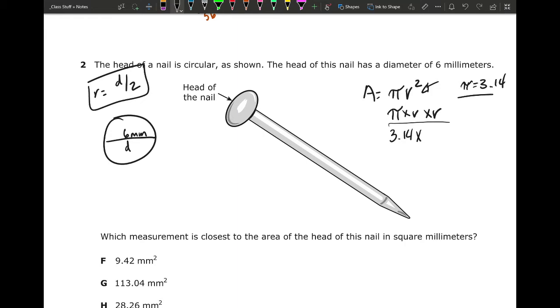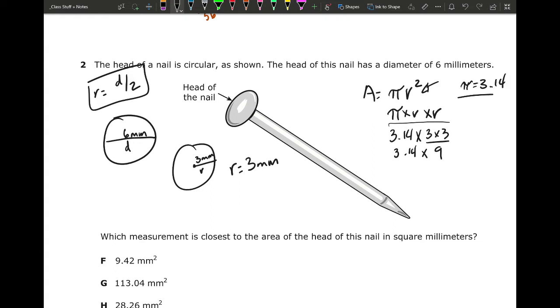This is not a formula given to you. You just have to remember that the radius is from the center to the edge. So if my diameter is 6, my radius is 3. There you go. Now we can substitute the value. R equals 3 millimeters. You just have to remember, if they give you the diameter and you need to find area, you always need the radius. So this is going to be 3 times 3, which is 9, times 3.14.